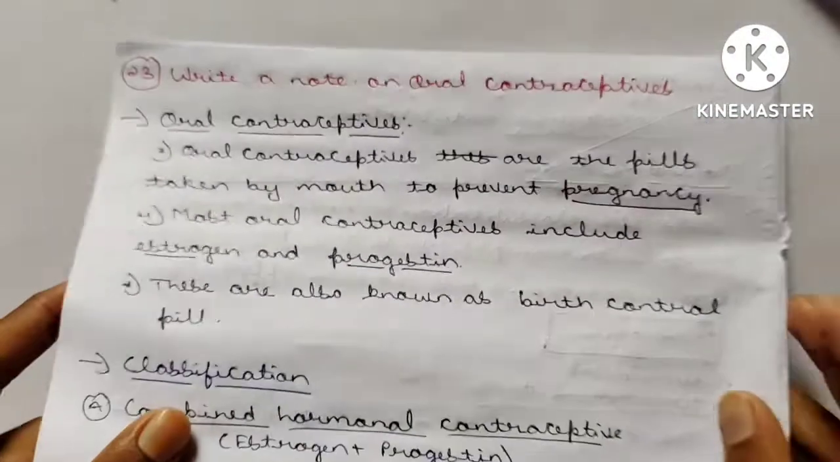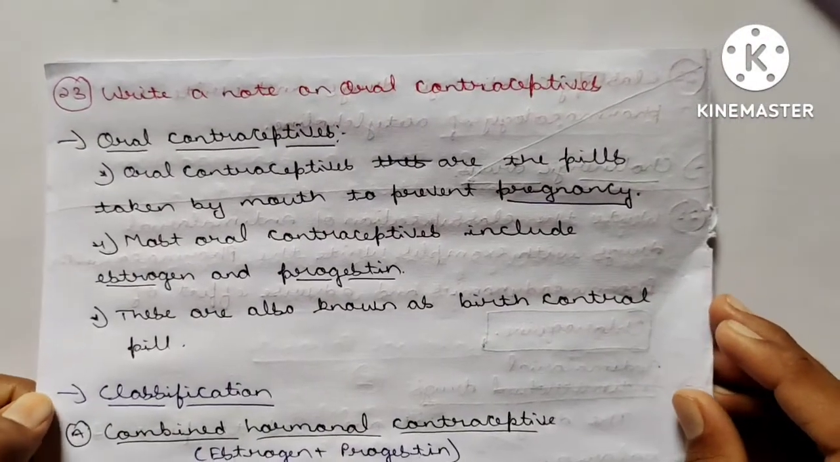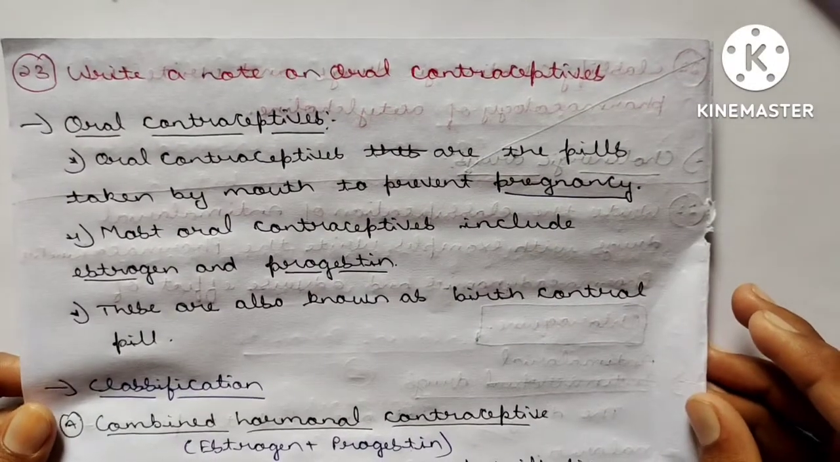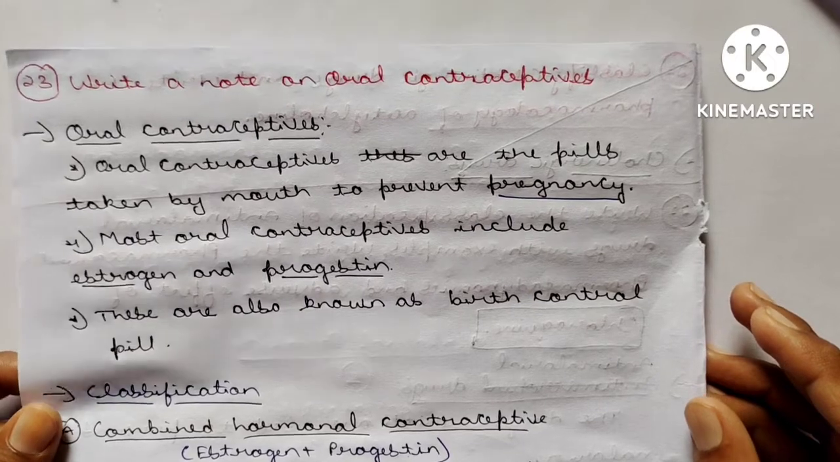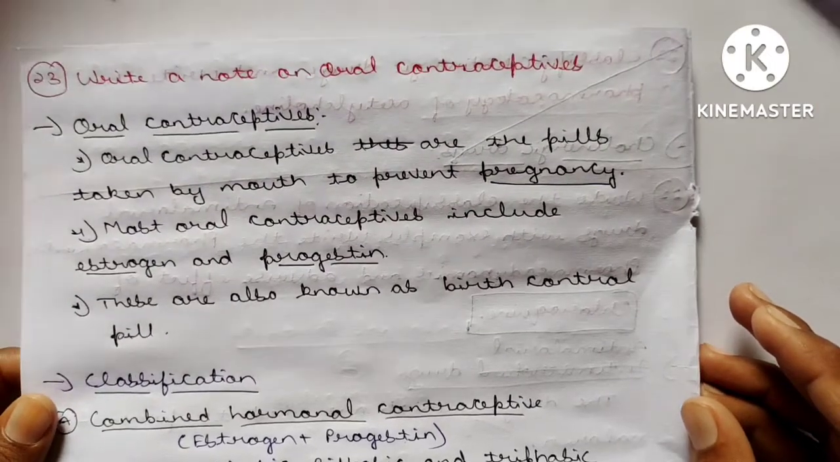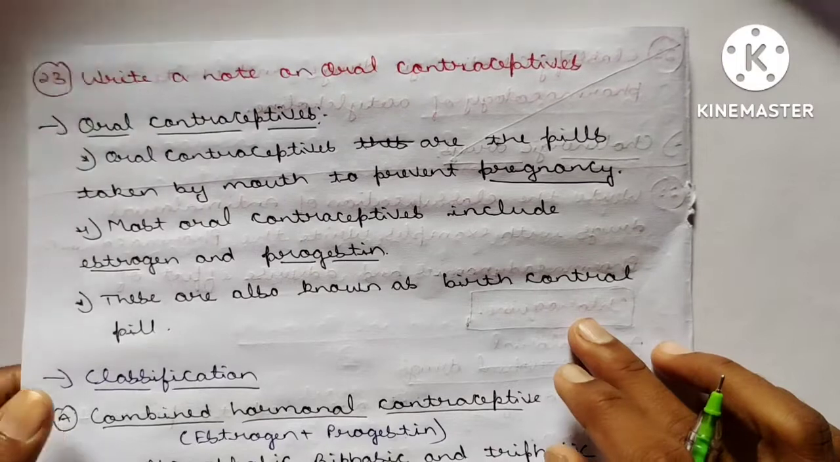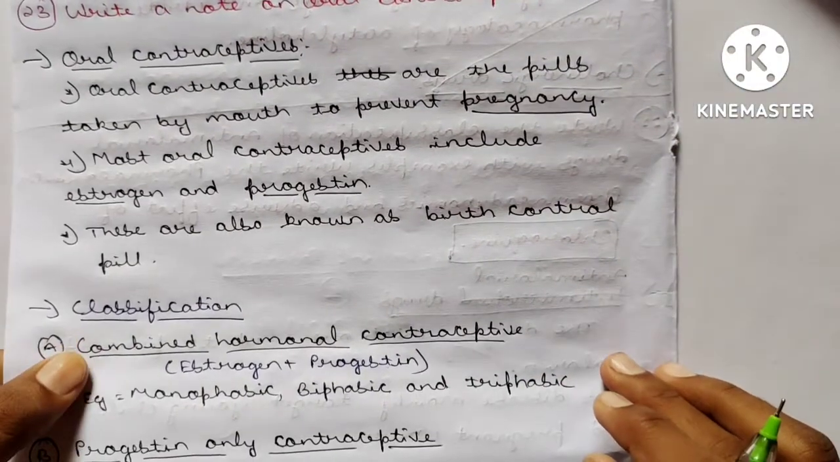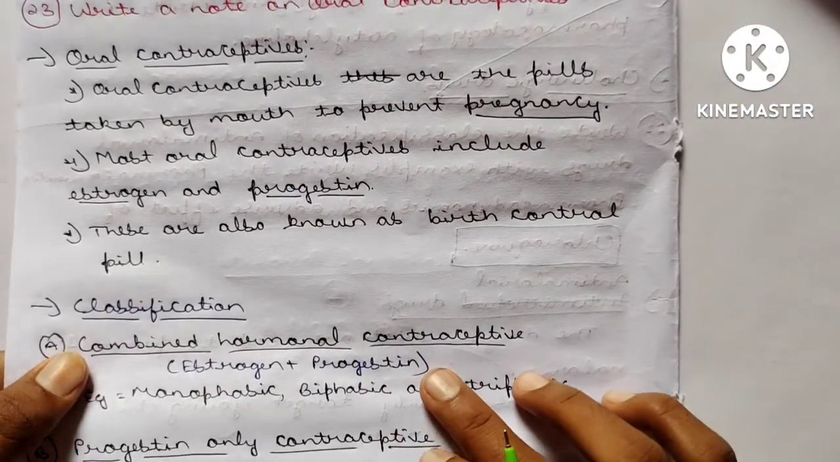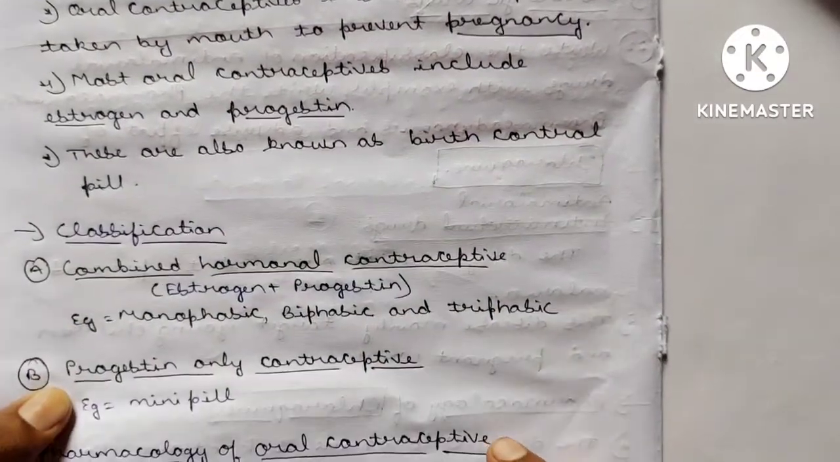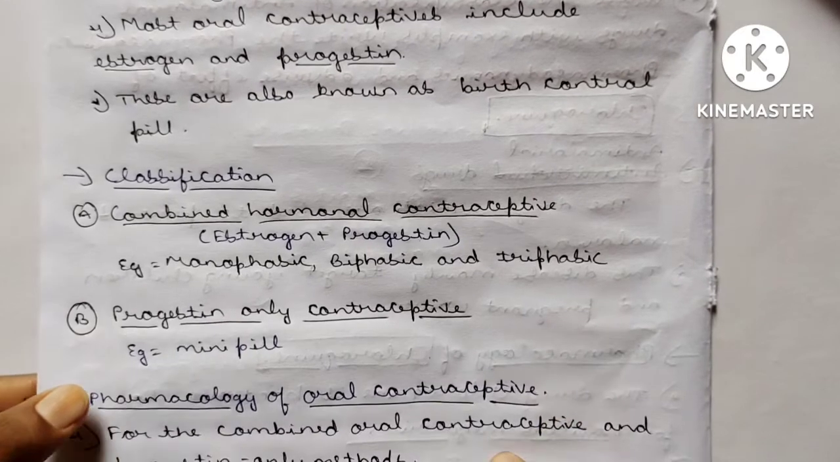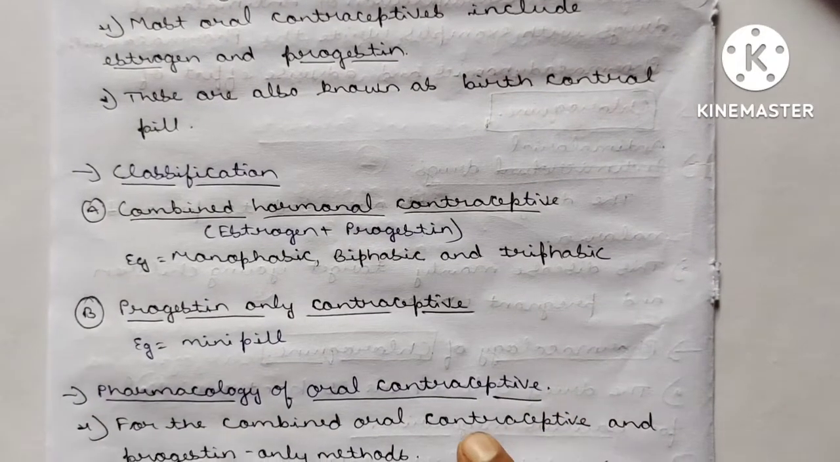Now let's discuss: write a note on oral contraceptives. Oral contraceptives are pills taken by mouth to prevent pregnancy. Most oral contraceptives include estrogen and progesterone. They are also known as birth control pills. Classification: combined hormonal contraceptives like estrogen plus progestin, then monophasic, biphasic and triphasic, then progestin-only contraceptives, mini pills. Then pharmacology of oral contraceptives.